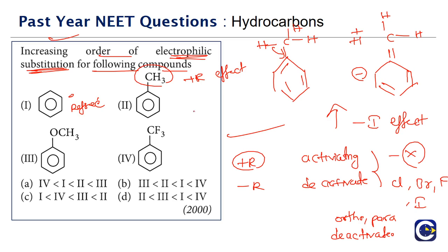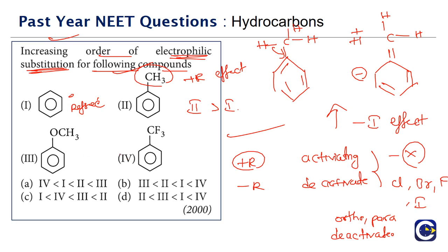So what happens is the activity of toluene. So what is methyl benzene also called? Toluene. So the activity of toluene will be definitely more than the benzene. Okay, so we are able to see one thing, 2 will be more than 1.